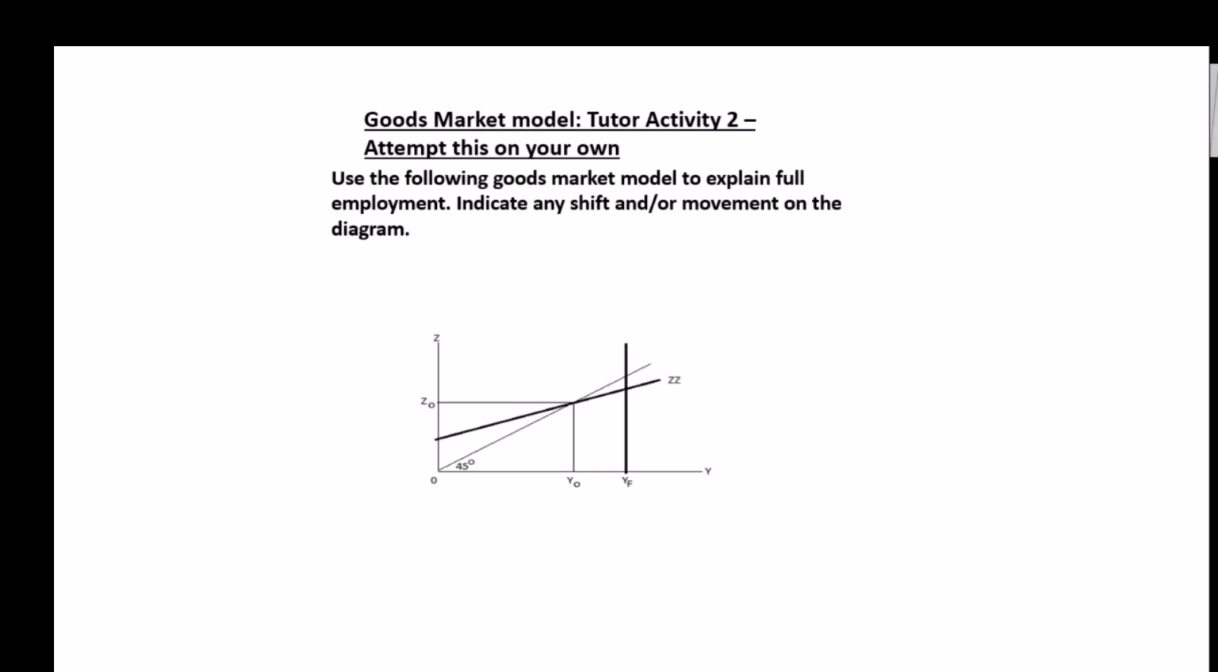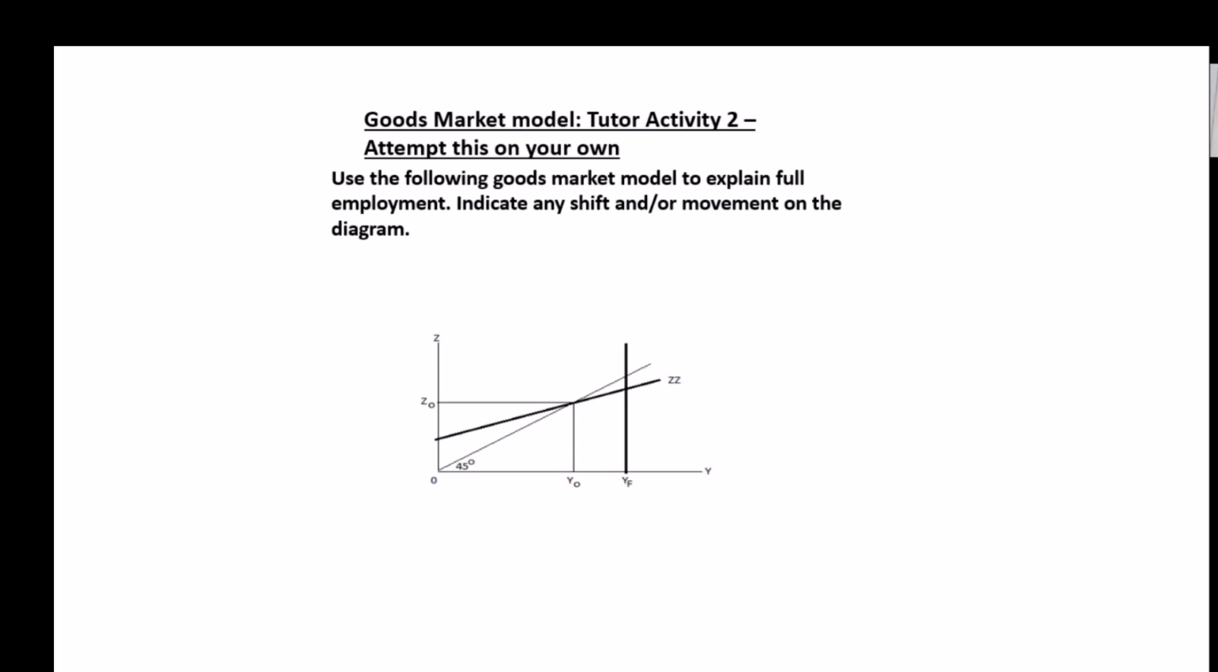How do we move the economy to full employment? What is your understanding of full employment? YF is full employment, right? Would somebody explain what that means? What is YF? All your factors of production that are available are fully employed. What are those factors of production? Your natural resources, your labor, your capital, and your entrepreneurship. So at full employment, all of those resources are fully employed. Nothing is left idle.